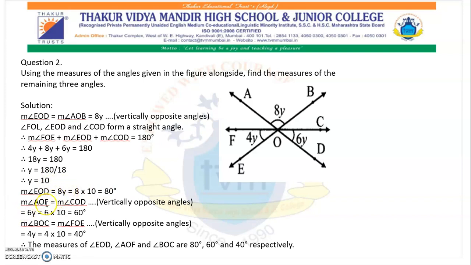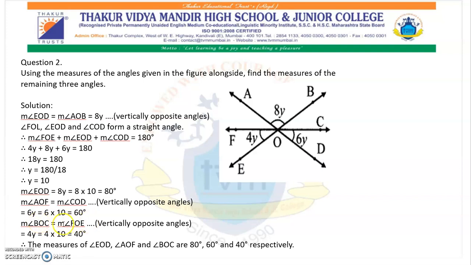Now measure of angle AOF and measure of angle COD. You can observe in this figure angle AOF and angle COD. AOF and COD are equal to what? 6y. Then 6 into 10, 60 degrees, because vertically opposite angles are equal.